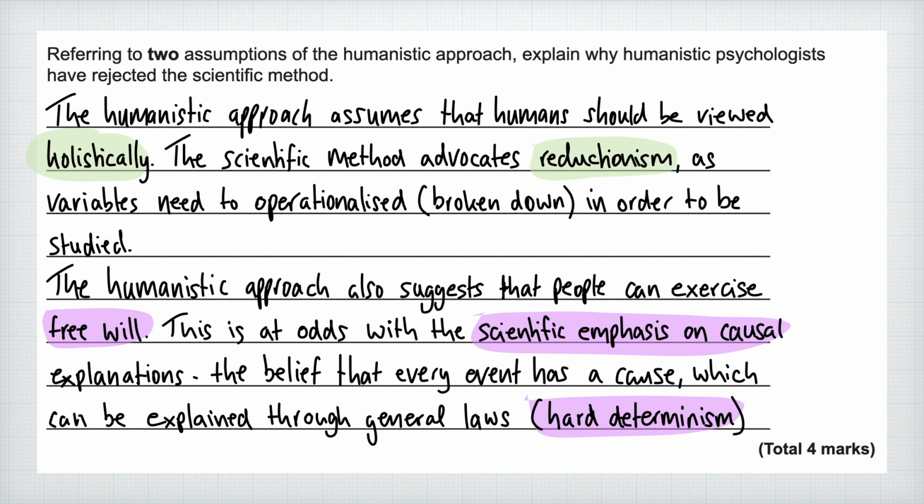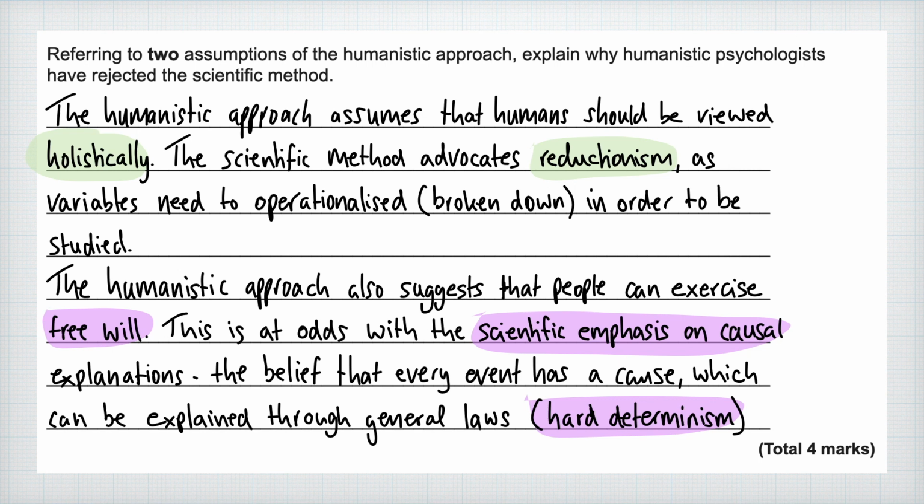I would talk about free will and holism within the humanistic approach because the scientific method is based around the exact opposite concepts, determinism and reductionism. So I've started with reductionism and the idea that in science variables have to be broken down in order to be studied. I've then moved on to the idea of free will, which is not compatible with science, because scientific methods place an emphasis on causal explanations, which effectively means that all events have a cause, which can be explained in universal laws, which is simply a description of hard determinism.